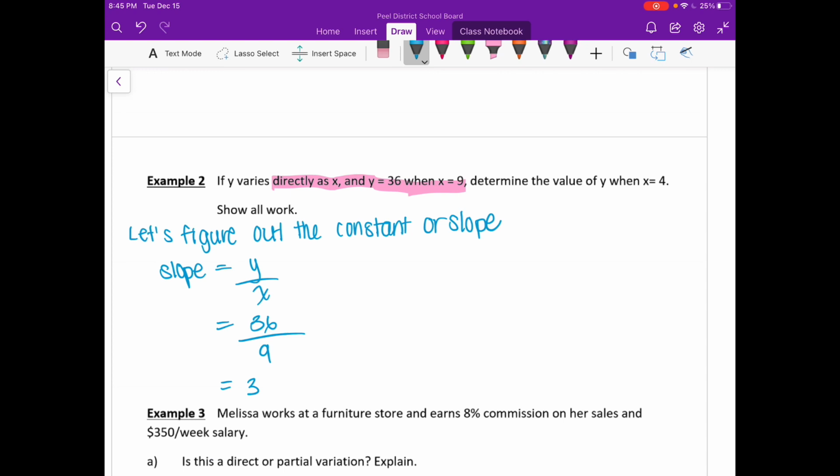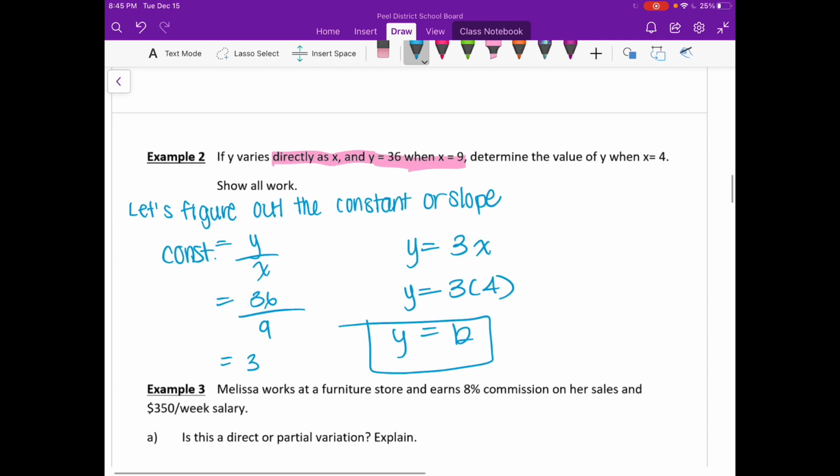So if my slope is 3, because I'm doing my constant, so we won't even say slope, we'll say constant, because that might confuse some people. My constant is 3. That means that my slope notation is y equals 3x. So let's just do y equals 3 times 4 equals 12. Okay?